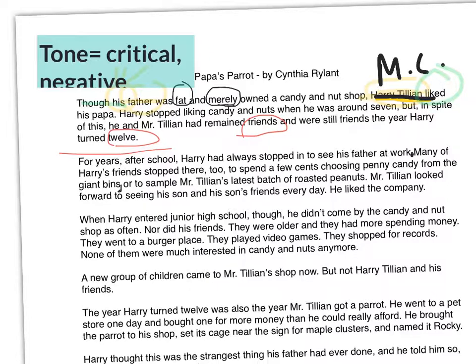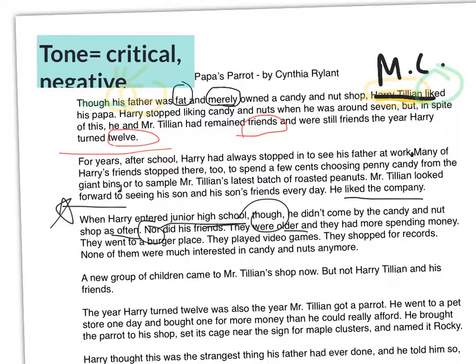Mr. Tillman looked forward to seeing his son and his son's friends every day. He liked the company. Now, if this were your first time reading the story, you could maybe make a prediction. What might the problem be? When Harry entered junior high school, middle school, though, so something's changing, he didn't come by the candy and nut shop as often, nor did his friends.